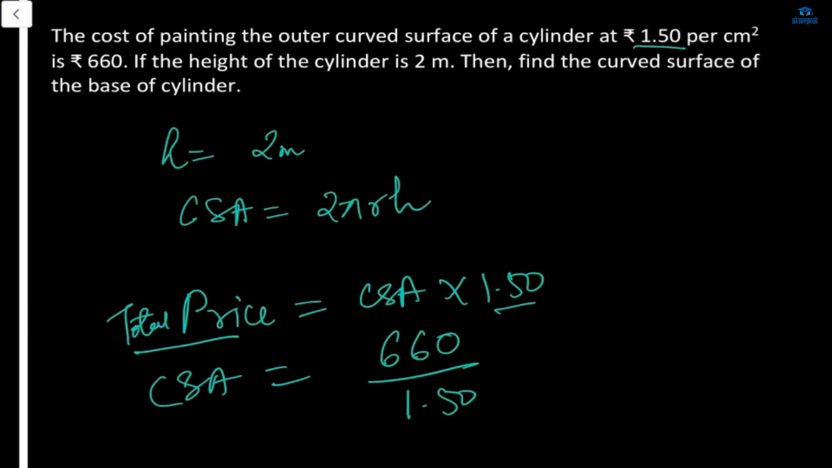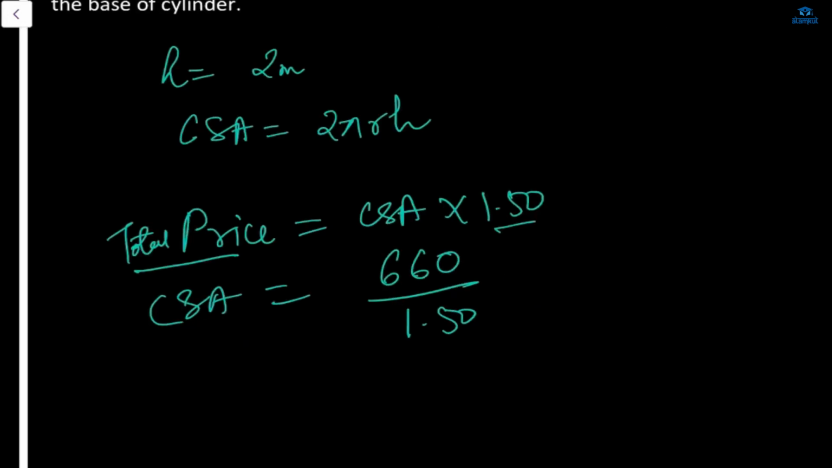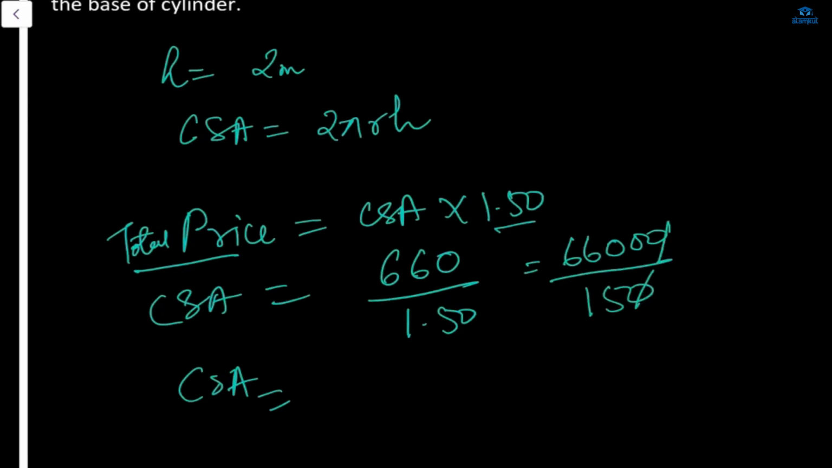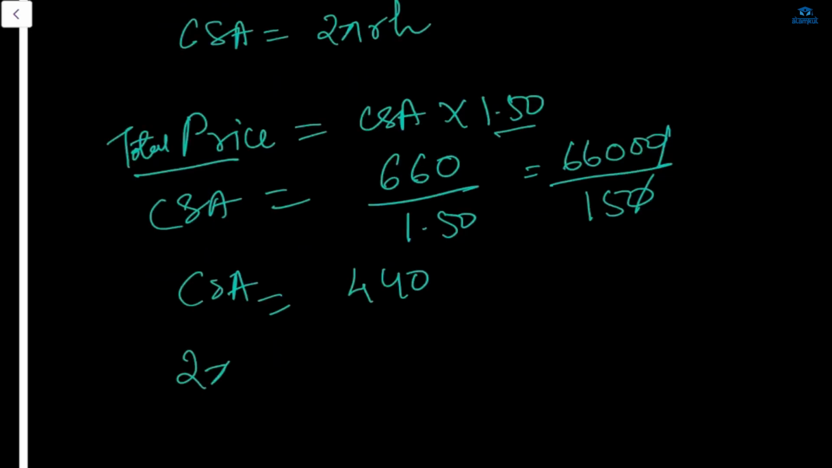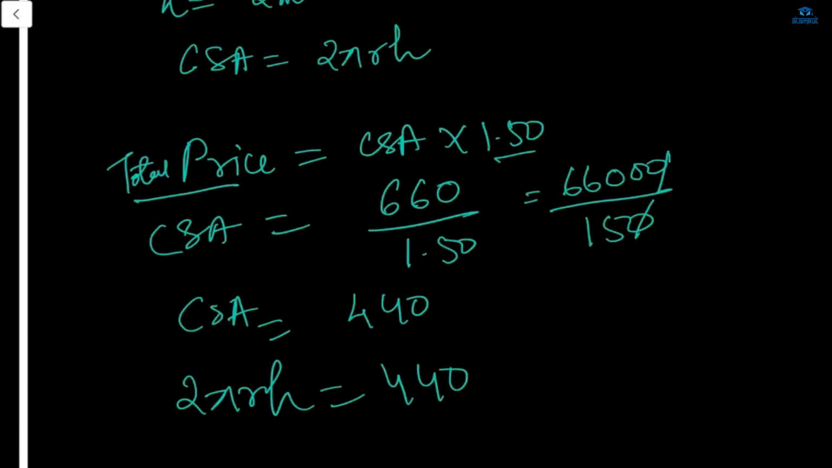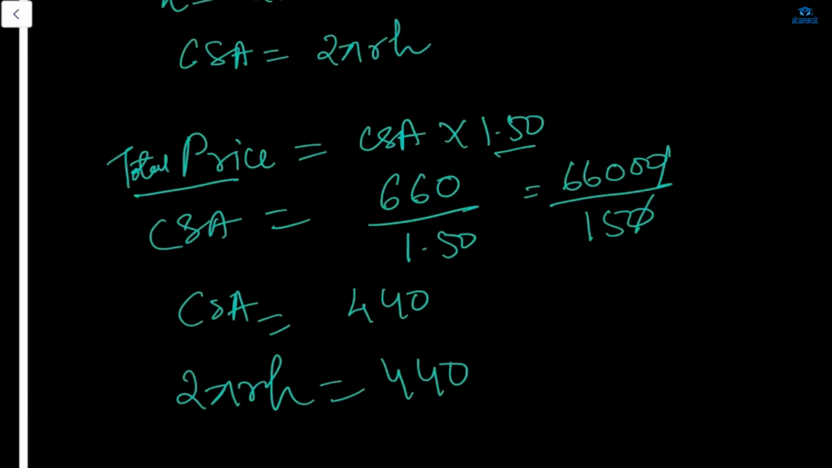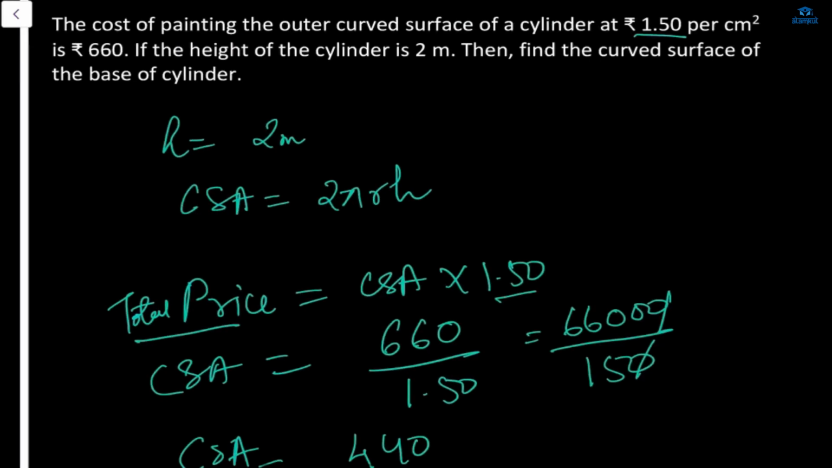Okay, 1.50. So you can just remove this. So CSA, you have to calculate. So let's replace 1.50 with 660 and 150, and 440. So your curved surface area, that is 2 pi r h, is equal to 440. And h we already know. What is the value of h? 2 meter, and this is in centimeter.